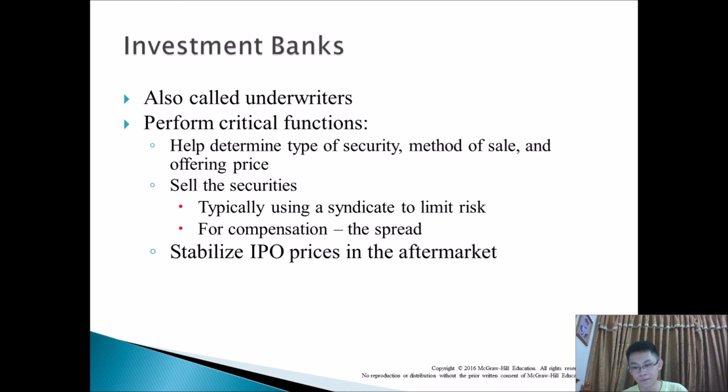As mentioned before, in the cash offer, a firm can contract with the investment bank under two offers. The first is the competitive offer, where the issuing firm sells securities to the underwriter with the highest bid, and the second is the negotiated offer, where the issuing firm works with one underwriter.